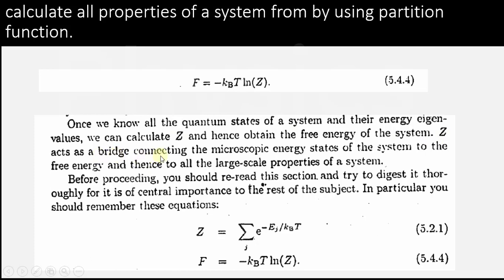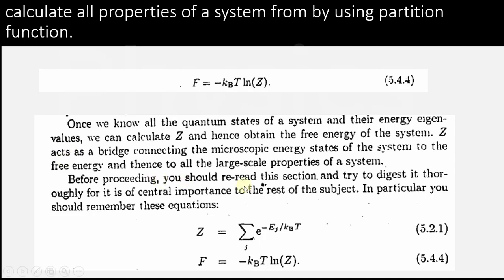So Z acts as a bridge connecting the microscopic energy states of a system to the free energy, and then to all the large scale properties of a system. This was the main thing which we discussed in the introduction, that Boltzmann thermodynamics helps us to study microscopic to macroscopic and macroscopic to microscopic properties. In simple thermodynamics we study macroscopic properties, but in statistical thermodynamics we go to the micro level.